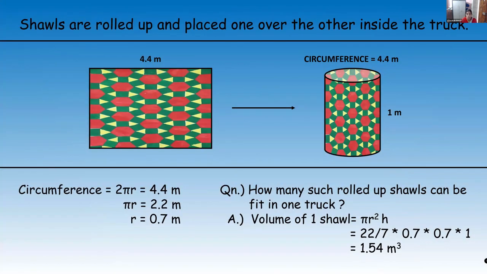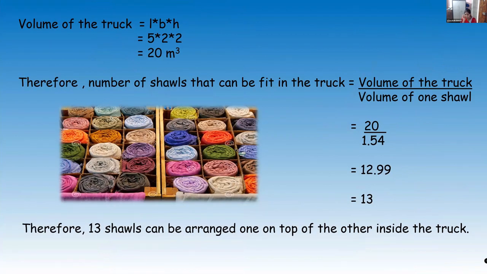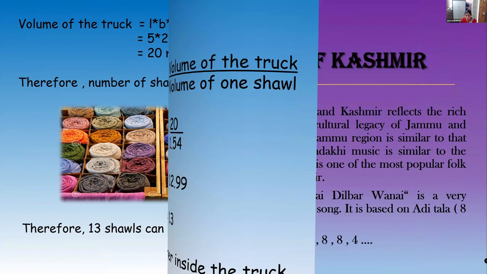And the shawls are rolled up and placed one over the other inside the truck. And they could find the volume of one shawl. For one shawl, what is the volume occupied by that? Then next, how many shawls can they place inside the truck? So they found the volume of the truck divided by the volume of one shawl. They found that 13 shawls can be arranged one on top of the other inside the truck. Like that, like a story form, they have brought it.